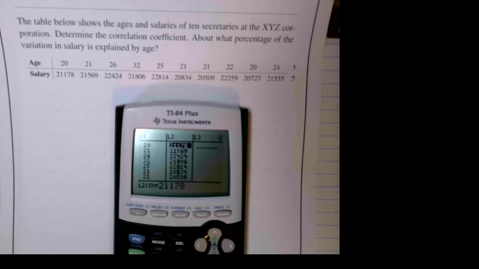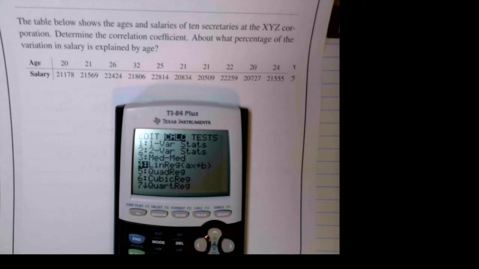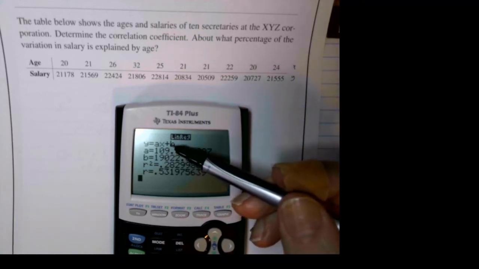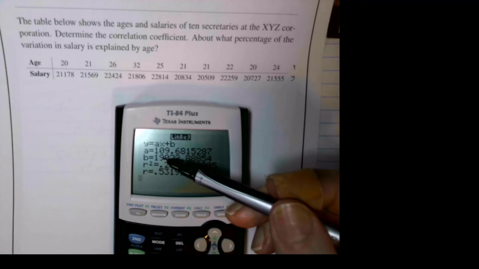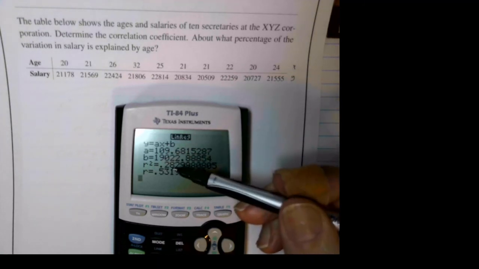Okay. Now, to get the numbers we need, the R and R squared, we just go to Stat, and then over to Calc, and down to number 4 there, LinReg(ax+b), and press Enter. Oops, and press Enter again. And there you can see, as before, we have the regression line, we have A and B, the coefficients of the regression line, and then we also have R and R squared.